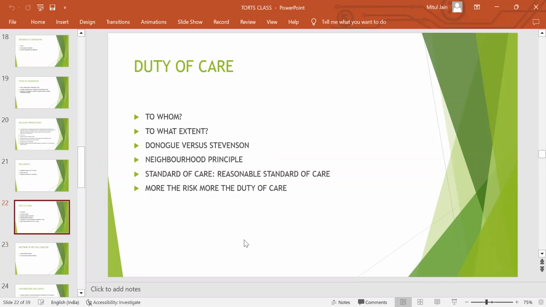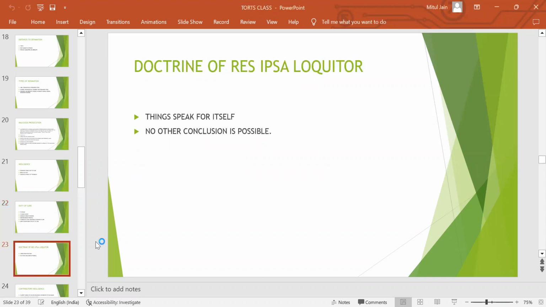Am I clear? Am I clear with negligence? Because negligence is a very important topic, and every year there has been one or two questions. Okay. Then comes a doctrine called doctrine of res ipsa loquitur. What is the doctrine of res ipsa loquitur? The term res ipsa loquitur translates into things speak for themselves, which basically means कि there are situations where things speak for themselves in such a way that no other conclusion is possible.